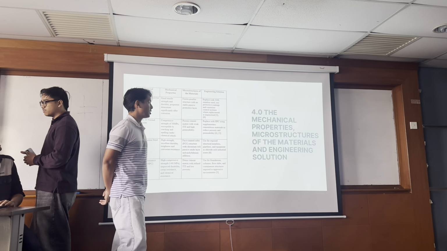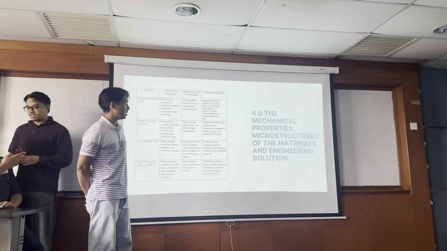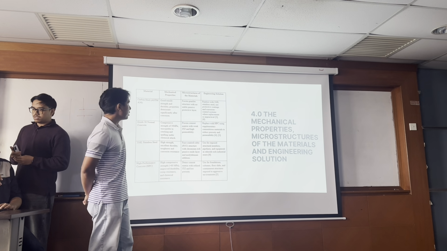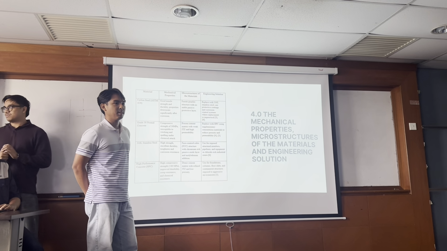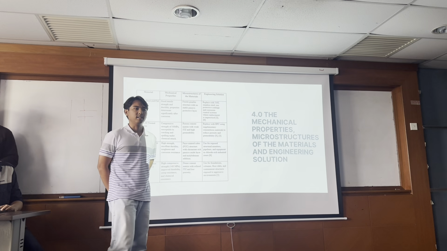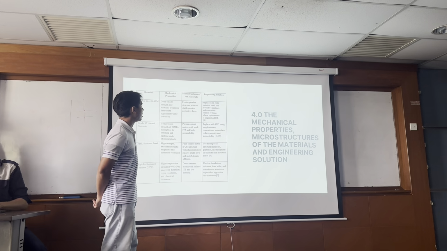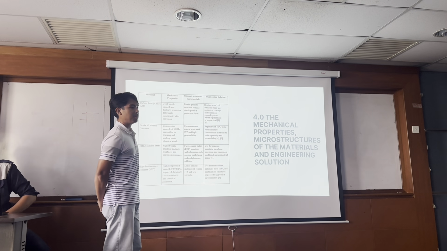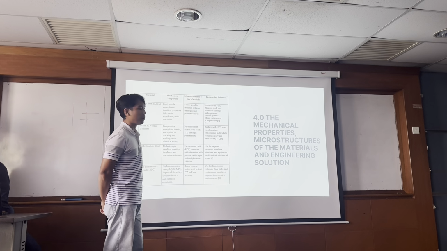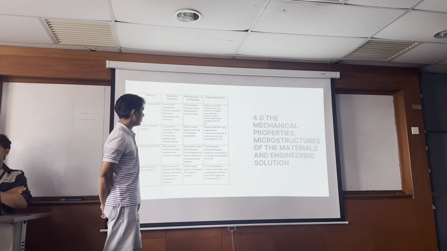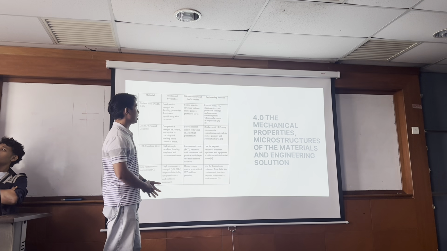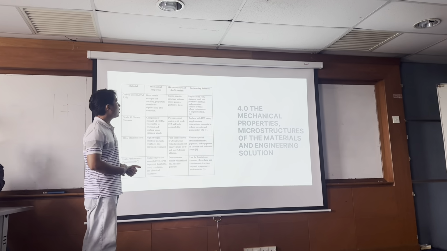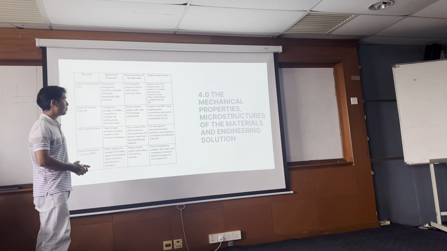For number 4, the mechanical properties and microstructures of the materials and engineering solutions. The properties and microstructures have been presented by Azu in chapter 3. For the engineering solutions, the carbon steel must be replaced with 316L stainless steel, using protective coatings and corrosion control systems where replacement is impractical.